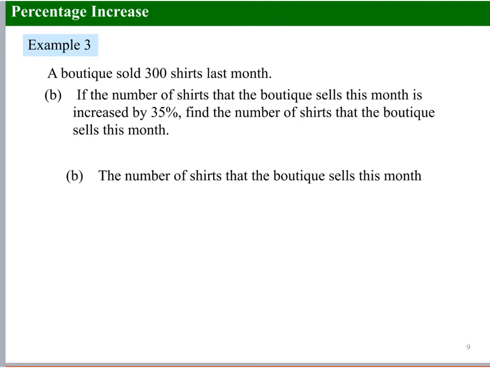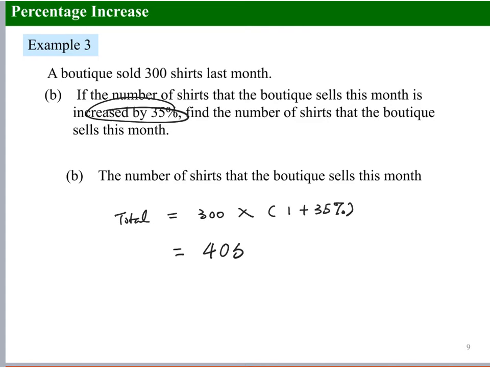In the second question, part B, the number of shirts the boutique sells this month. The total number of shirts, which is the new amount, equals the original value times 1 plus 35%. As you know, the percentage increase now is 35%, equals 405.